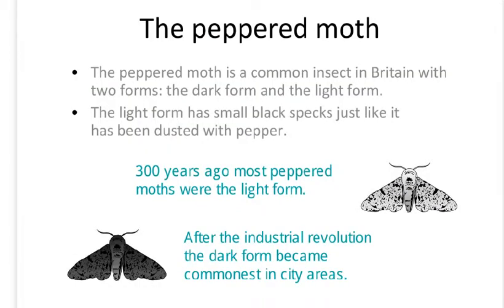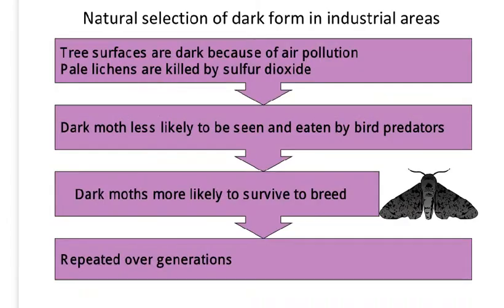A good example of evolution occurring due to environmental pressures is the example of the peppered moth. The peppered moth is a common insect in Britain, and there are two forms, a dark form and a light form. The light form has small black specks, just like it has been dusted with pepper, which is where the name comes from. 300 years ago, almost all peppered moths were light. But after the Industrial Revolution, the dark form became much more common in city areas.